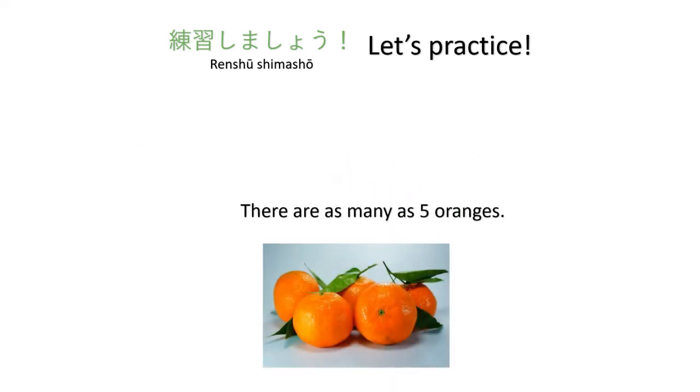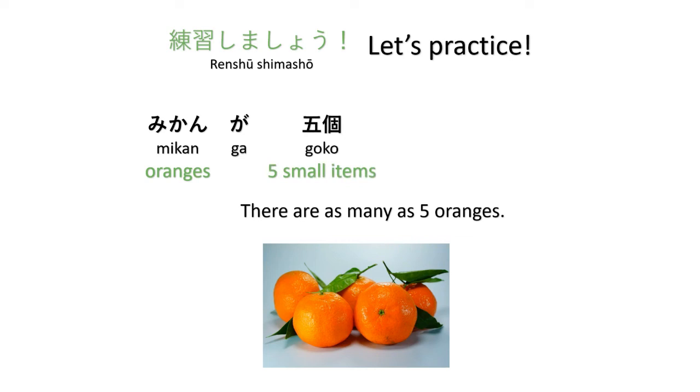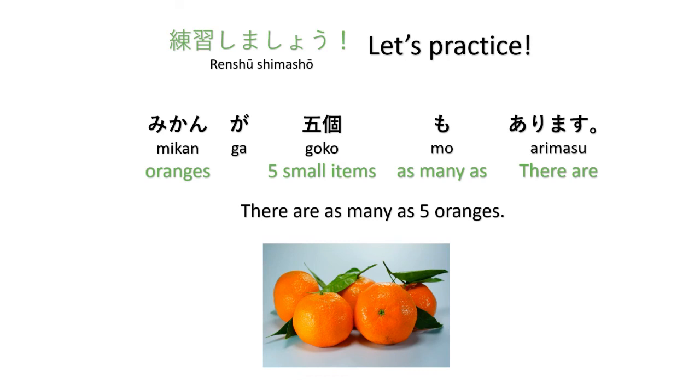There are as many as 5 oranges. Okay? So here we have みかんが5個. So we use the counter 個 for small items like oranges. So 5個もあります. みかんが5個もあります. There are as many as 5 oranges.